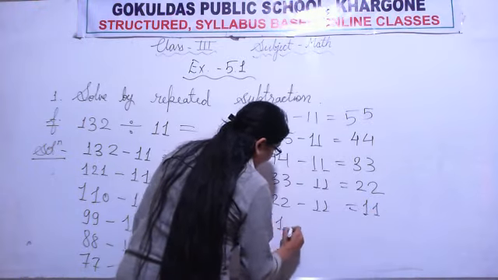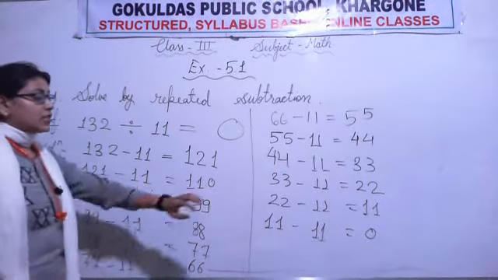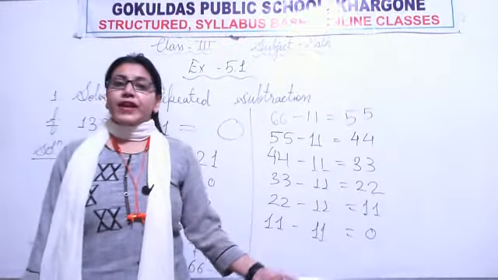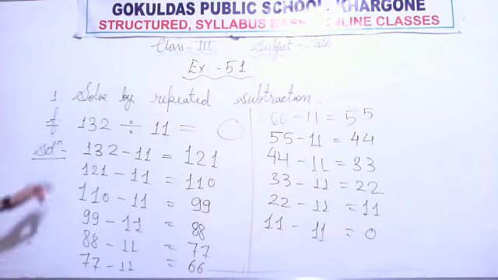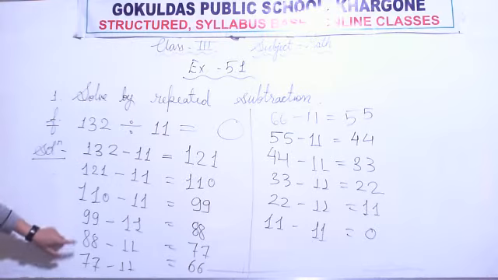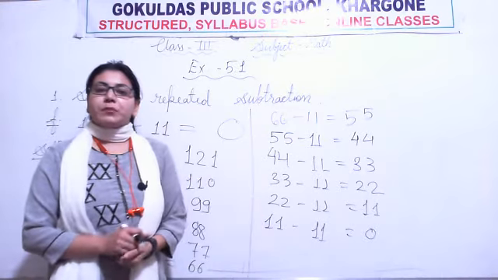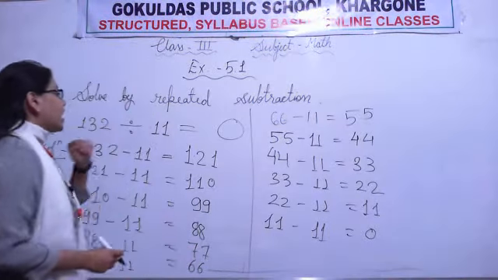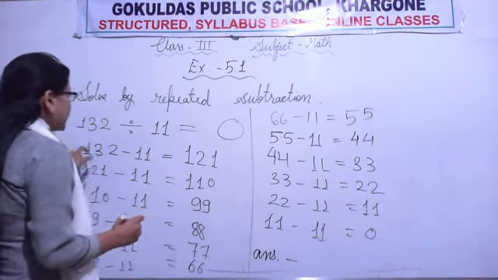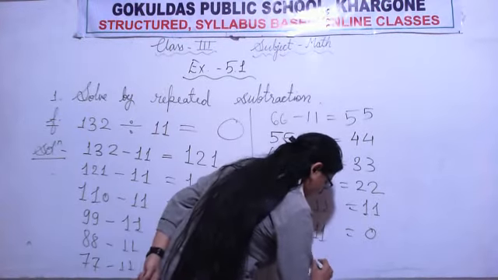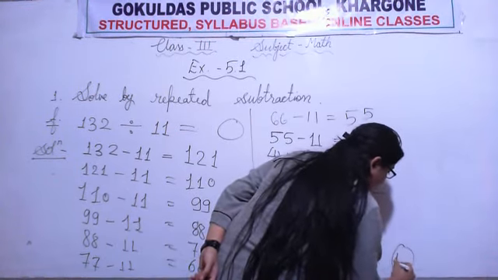And 11 minus 11 is equal to 0. So as we reached 0, we cannot subtract further. So here we need to stop. Now let's count how many times we have subtracted. 1, 2, 3, 4, 5, 6, 7, 8, 9, 10, 11 and 12. We have subtracted 12 times. Means our answer is 12. So let's write the answer. 132 divided by 11 is equal to 12.